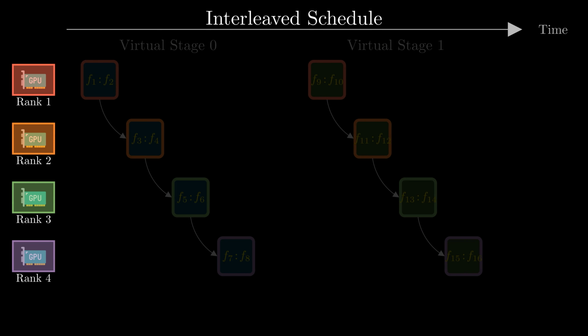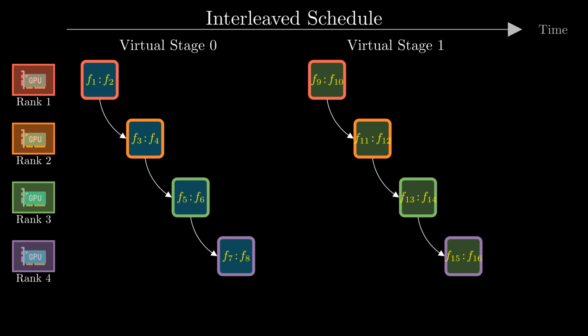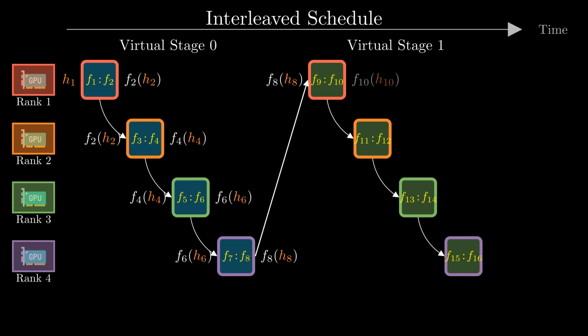Now, how does this work for standard residual networks? We start with the embedding H1, process the first two layers to produce F2 of H2. We then transfer this output to the second GPU and process the two layers to produce F4 from H4. We repeat this process until all the layers in the forward pass are completed. Notice that we only need to transfer a fixed size hidden state from one stage to the next.